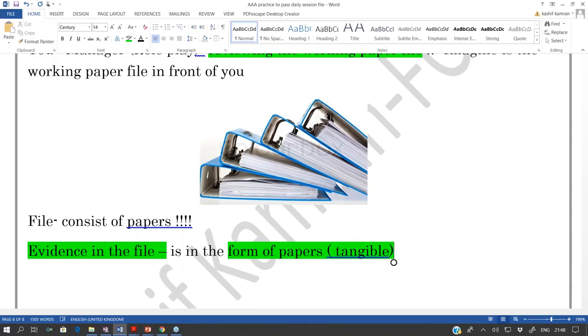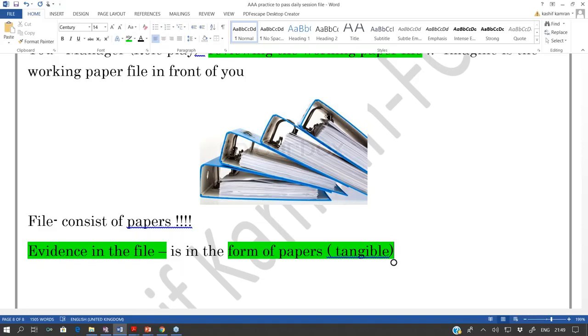Yasser Iqbal, in an AAA paper, we're not concerned with the electronic form, right? The AAA paper has not reached the electronic form yet. The International Standards on Auditing have not reached the electronic form yet. Data analytics, artificial intelligence, and big data are the areas to come in future exams. So currently, Yasser Iqbal, we are all focused on papers, right?